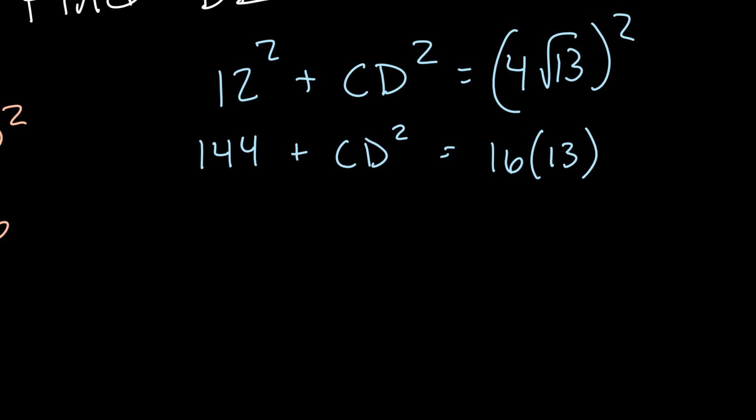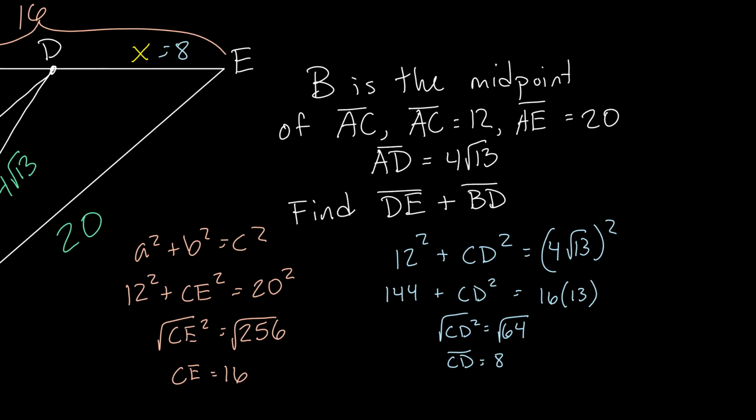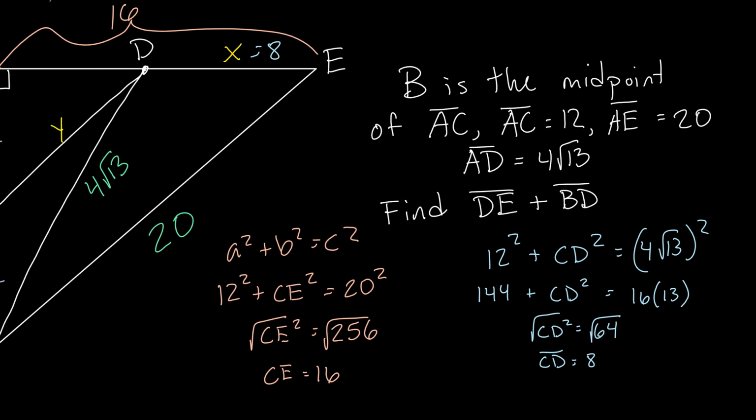So what is 16 times 13 minus 144? Yes, minus. 64. Good job. And what's the square root of 64? 8. So guess what? That's the answer. You could have assumed correctly that it was the midpoint.